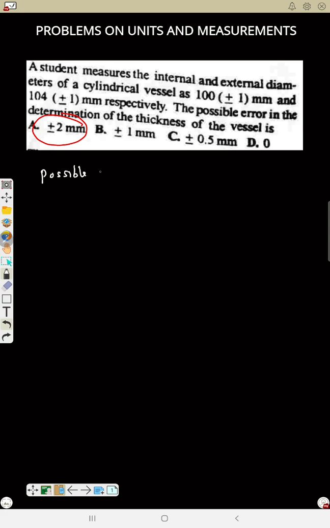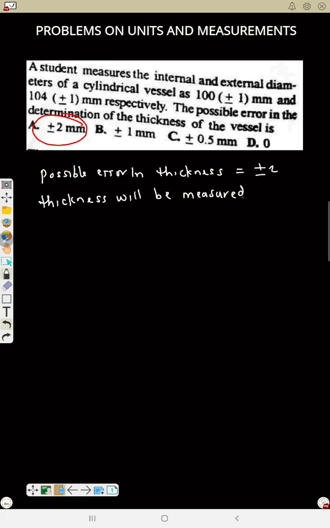Possible error in thickness is equals to plus or minus 2, while thickness will be measured as 4 plus or minus 2 millimeter. So that is the difference.